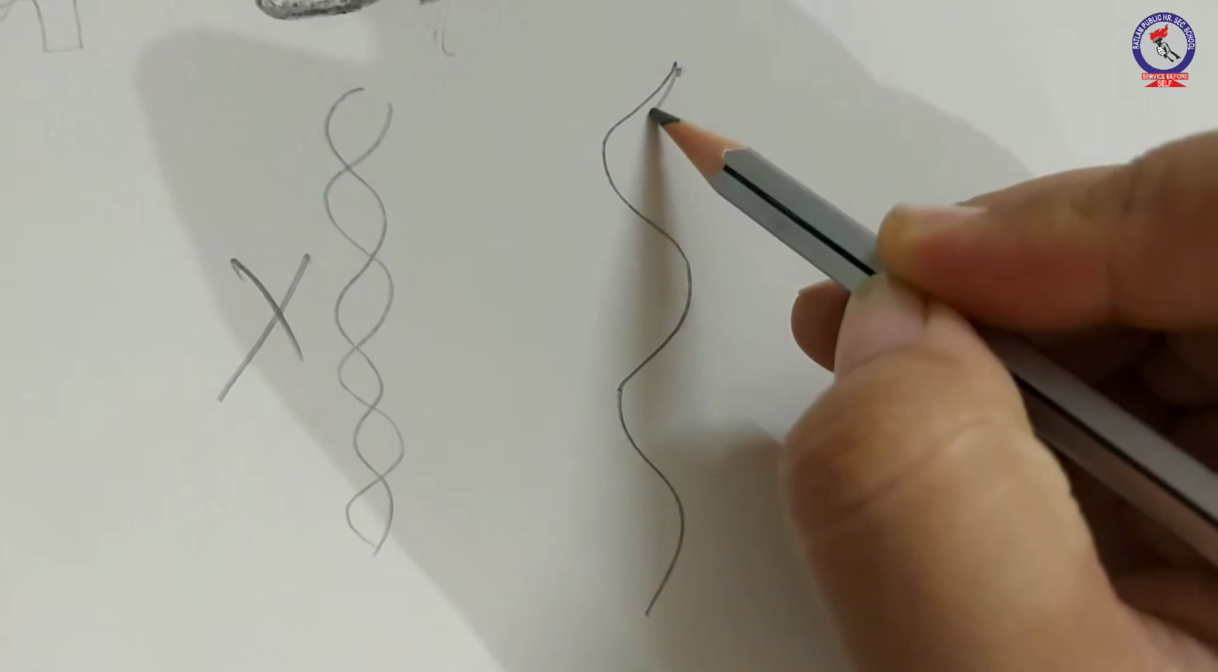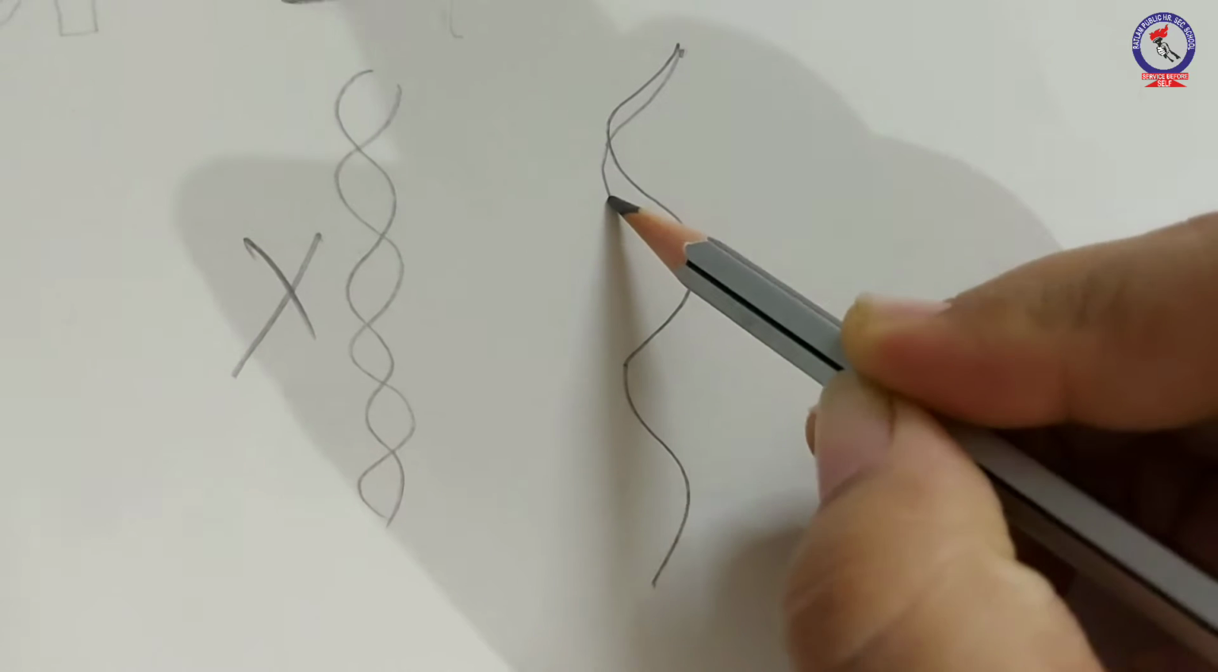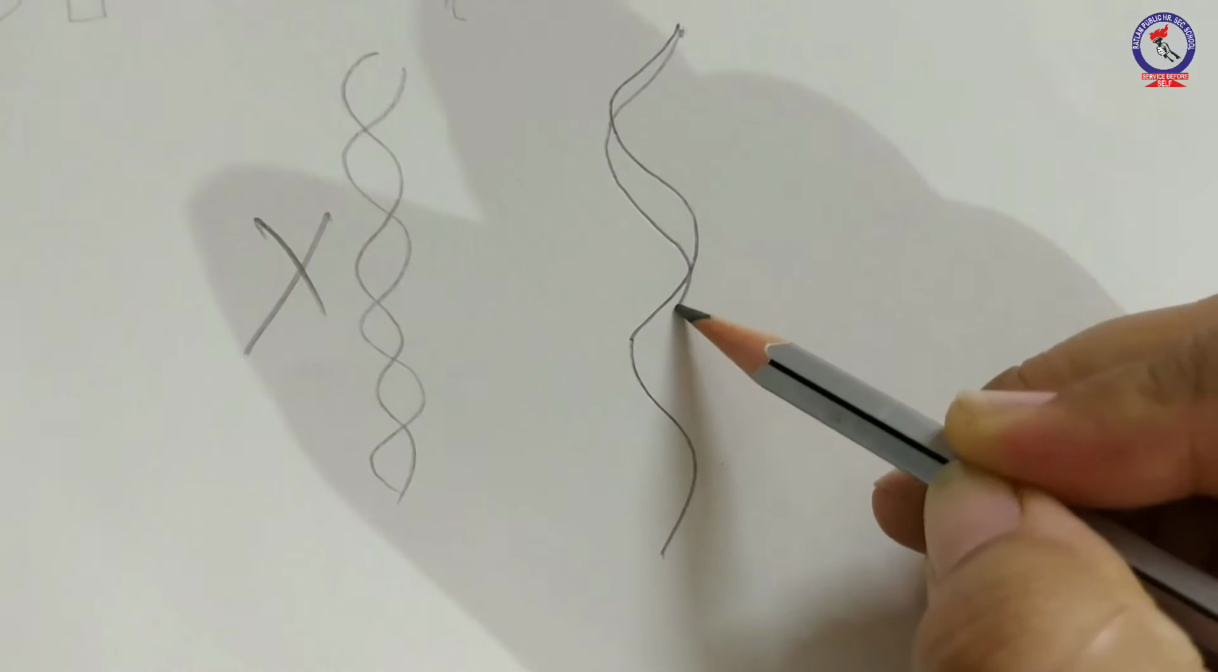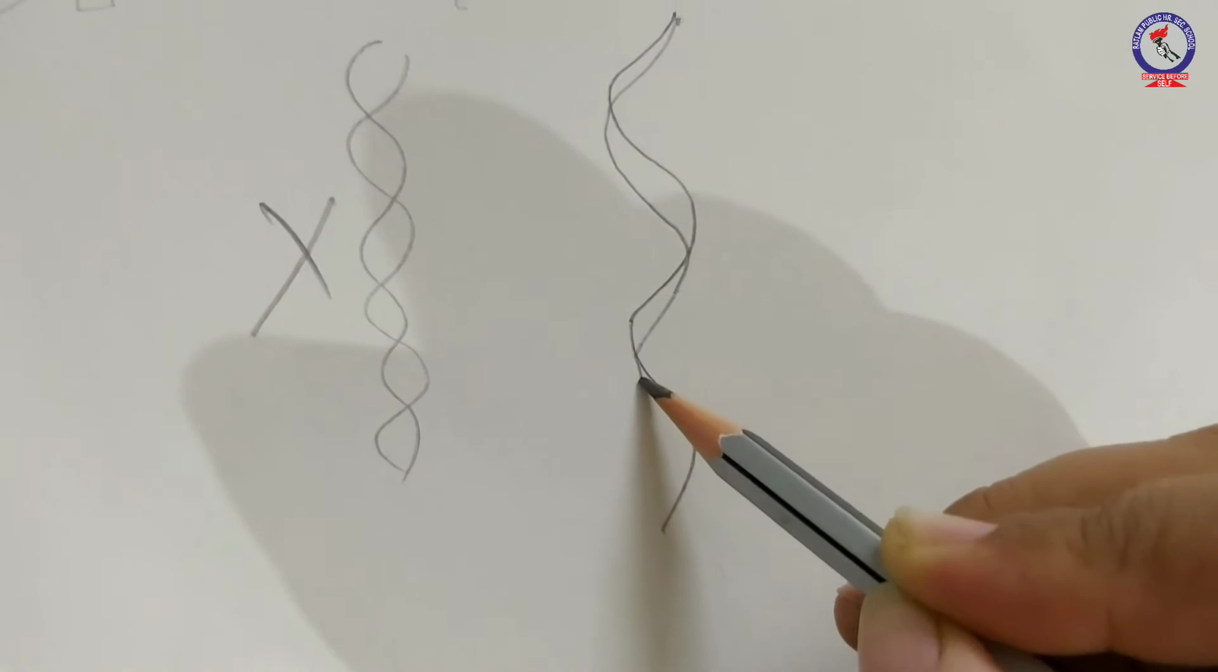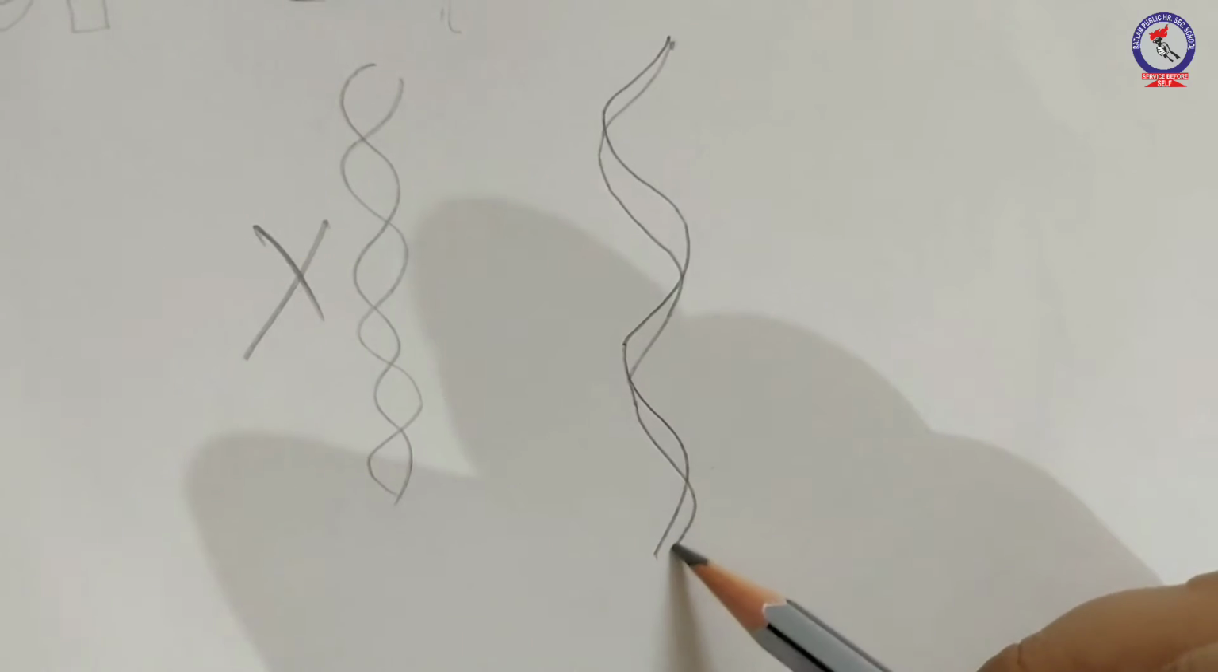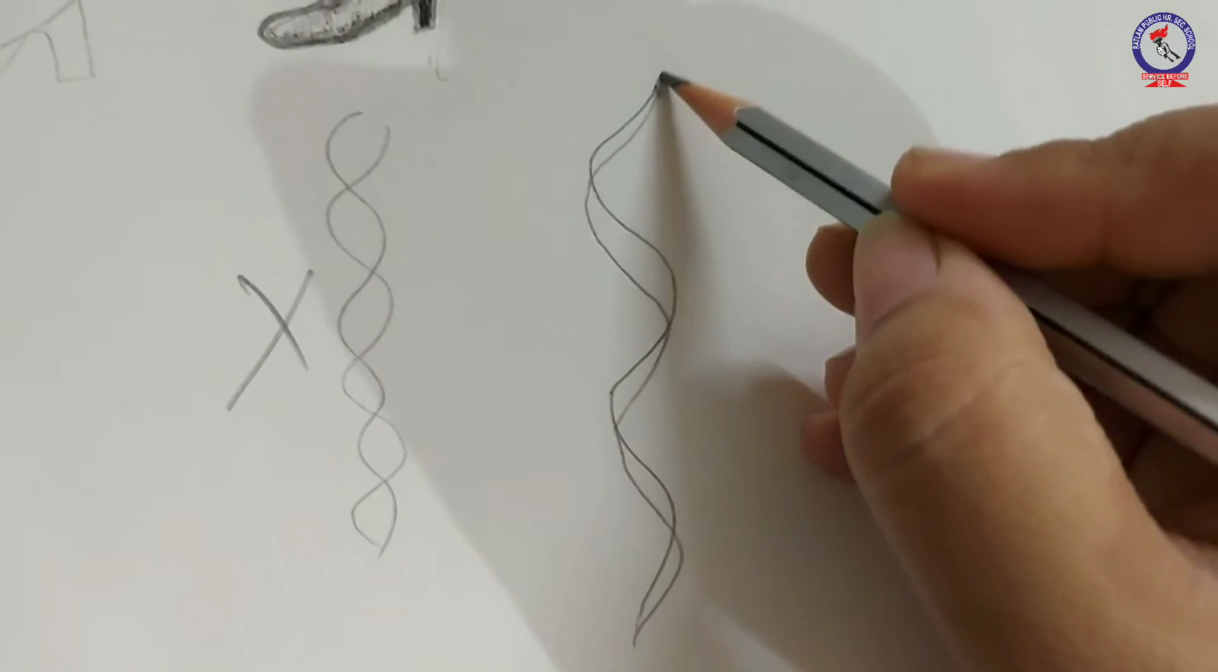So here we make a wave, and very close to it we will cross the second wave. This is the way we will make curly wavy hairs. Okay?